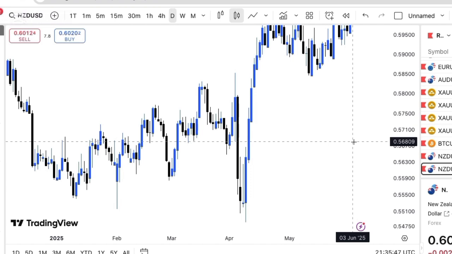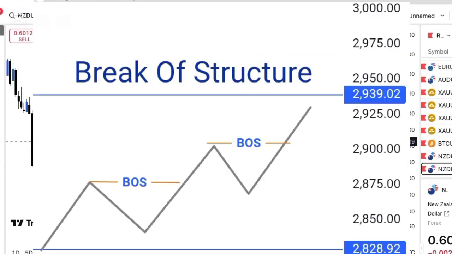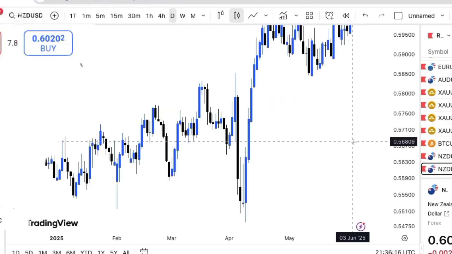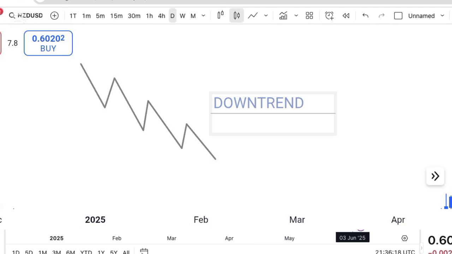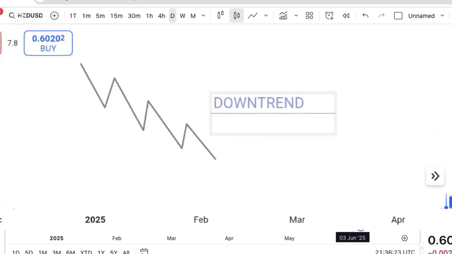Now, market structure tells you the flow, the direction of the market. Where is the market heading? What are we looking at? What are we expected to have? Now, there's what we call higher highs plus higher lows equals uptrend. So when the market is breaking structures to the upside, it means the direction of the market is an uptrend. But if it's breaking to the downside, it means downtrend. So lower highs plus lower lows equals downtrend.